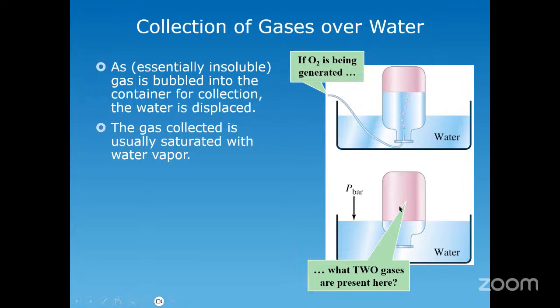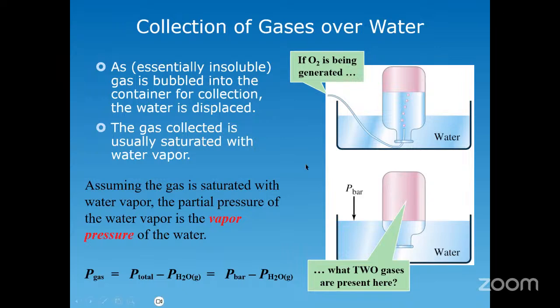Now, the thing about this that you need to recognize is that the gas that is collected is saturated with water vapor. So there are two gases that will be here. One will be oxygen and the other one will be water vapor, right? So basically the total pressure of the gaseous mixture will be equal to the water vapor pressure plus the pressure of the gas, which in this case is oxygen, all right?